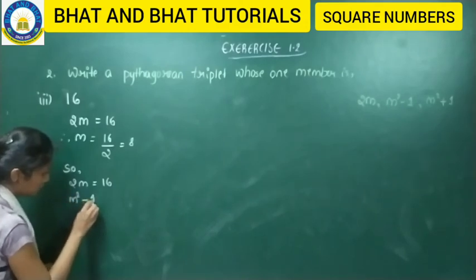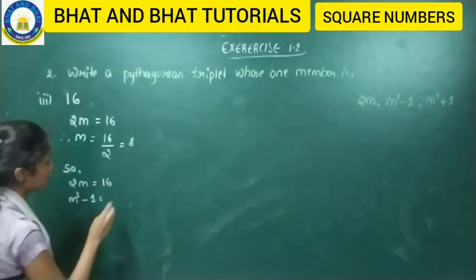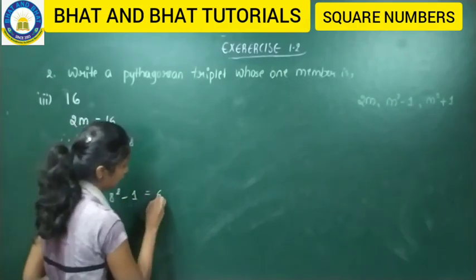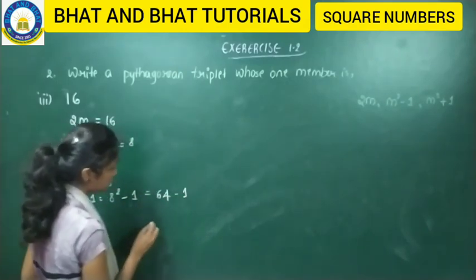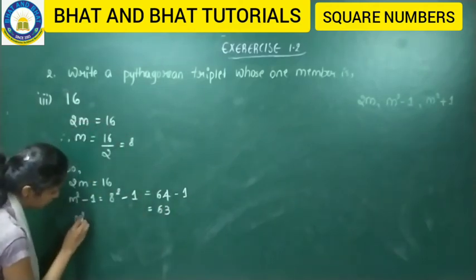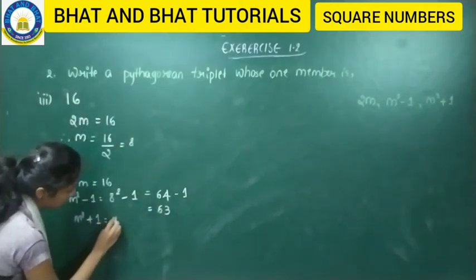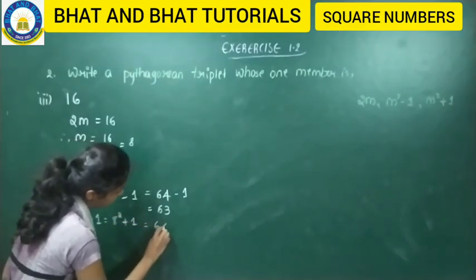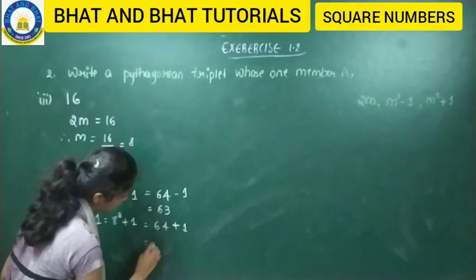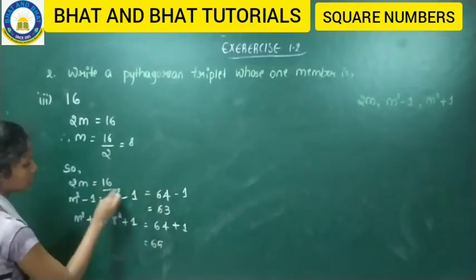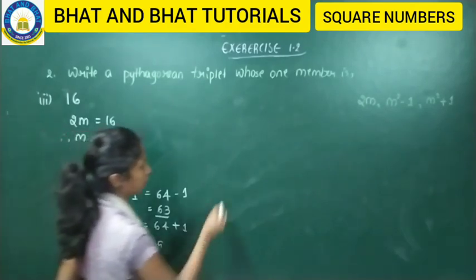m square minus 1 is equal to what is m? 8, right? 8 square minus 1. 8 8s are 64. 64 minus 1 it is 63. Correct. So in the same way, m square plus 1, 8 square plus 1, 8 8s are 64 plus 1 it is 65. So now you got 16, 63, 65.